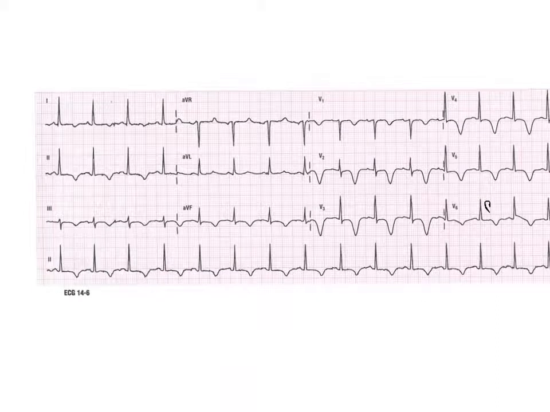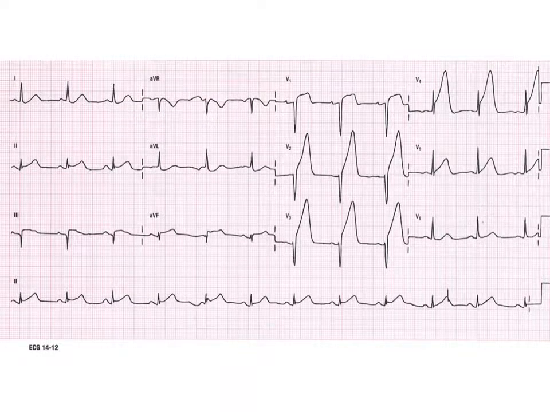Axis is not a problem. Bundle branch not a problem. ST and T wave changes, well, we've got those upside down T waves across the V2 through V5, even some out into V6, and then back in the inferior leads as well. So we have some concern for ischemia here.